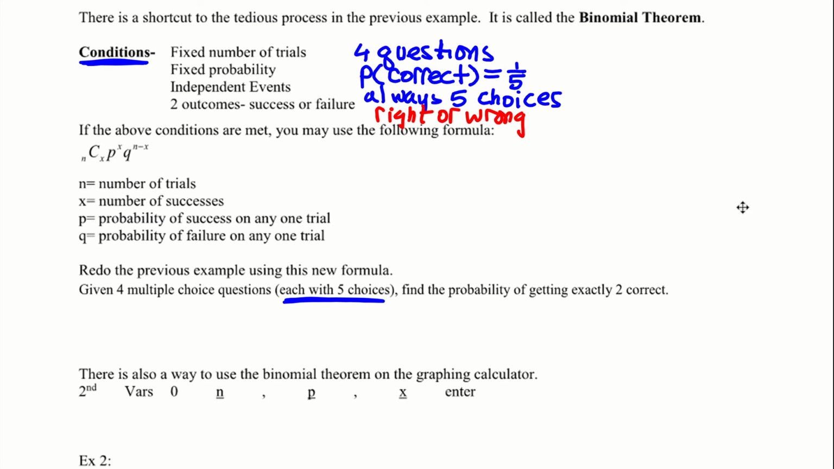All right. But based off of this situation, we now know that binomial theorem applies. So what we do is we move on to the next little category here where we identify the number of trials, which we already kind of alluded to, number of successes that we want, probability of getting exactly 2 correct, probability of success on any one trial, and probability of failure. That's if you're actually using this formula.